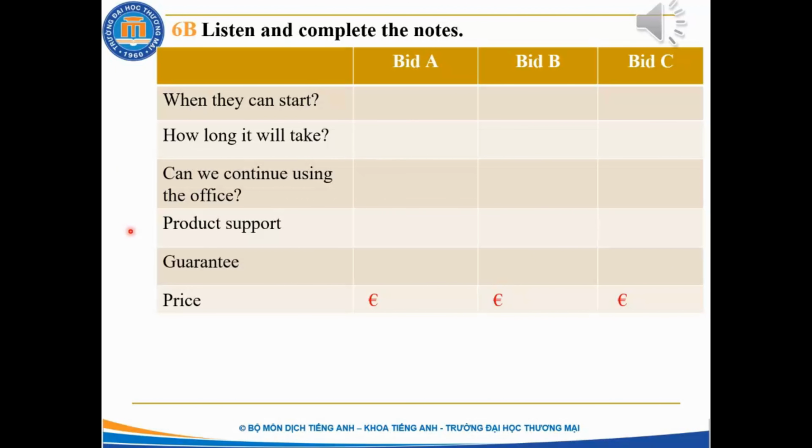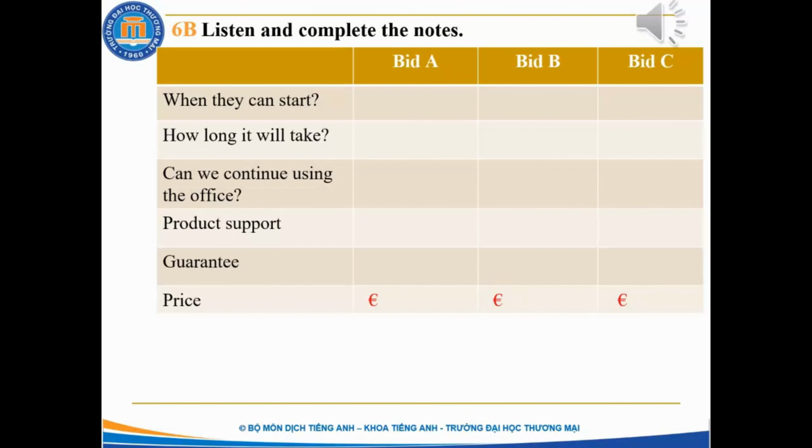And about the product support. Các nhà cung cấp ABC thì có cung cấp thêm các cái dịch vụ khác sản phẩm hay không? Hay là không có cung cấp dịch vụ sản phẩm nào cả? The guarantee. Mình sẽ nghe xem là cái thời gian và cụ thể là số năm mà các nhà cung cấp này bảo hành cho cái sản phẩm của họ. Và cuối cùng là price, giá cả. Thì sẽ nghe là toàn bộ cái gói sản phẩm mà họ cung cấp mà họ làm thì sẽ mất bao nhiêu tiền. Alright, so now you listen and complete the notes.